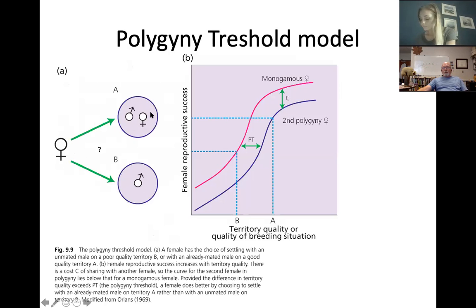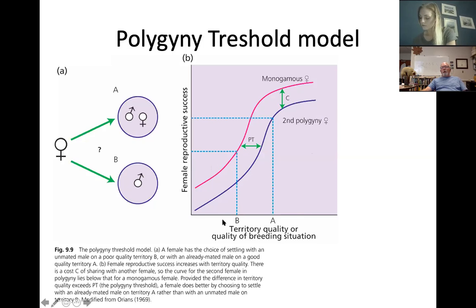If the female joins the male in circle A up here, she's entering into polygyny. If the female joins this male in B, she's entering into monogamy. And presumably, if you're in a monogamous relationship, you're just going to have more resources available to you. And so the monogamy curve here is going to be higher than the polygyny curve. Being the first female in a monogamous relationship is always going to be better than being the second female in a polygynous situation. And so the difference between these two lines is the cost of polygyny.